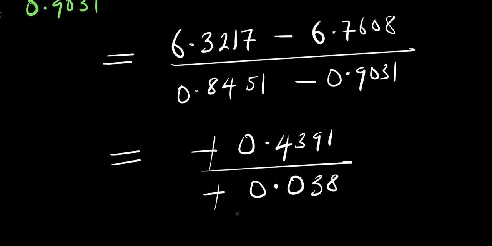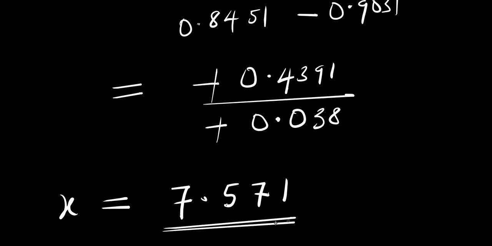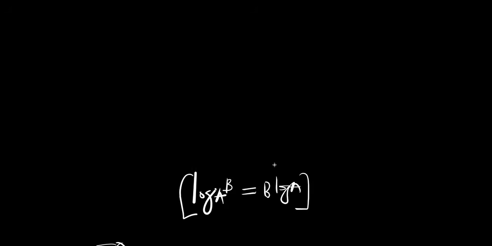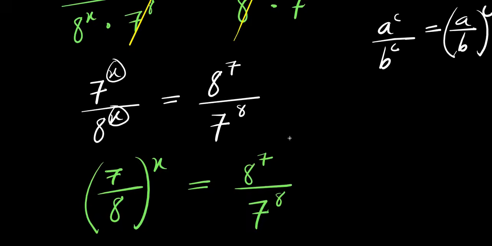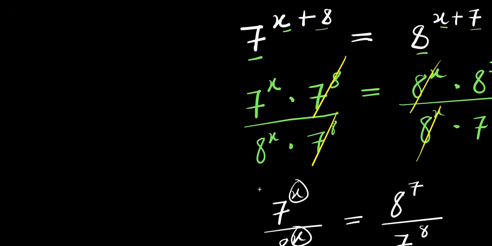And from here, you are going to have the value of our x. Dividing this, our x equals 7.571 to 3 decimal places. So you can easily add 0 here if you want. So that is the value of x that can satisfy this equation. You can go ahead and check by inserting that particular value of x right here. So do that on your own.